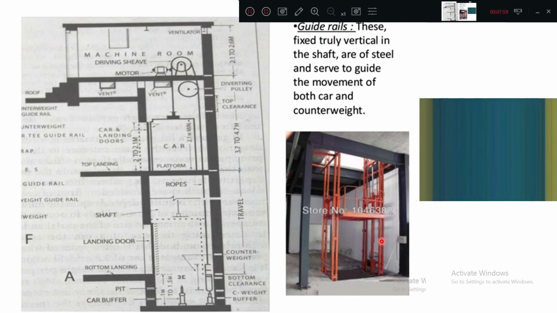Guide rails: where you can find these, these are the guide rails, still under construction. On these guide rails only, the cab or the car moves. Okay, these are fixed truly vertical in the shaft. Guide rails will help to move the cab.